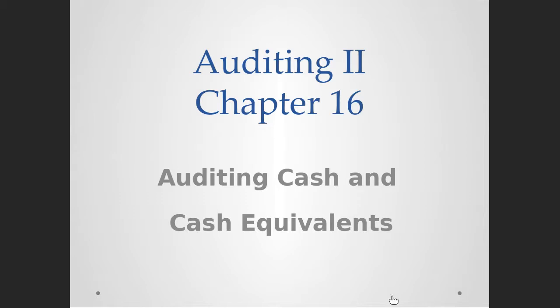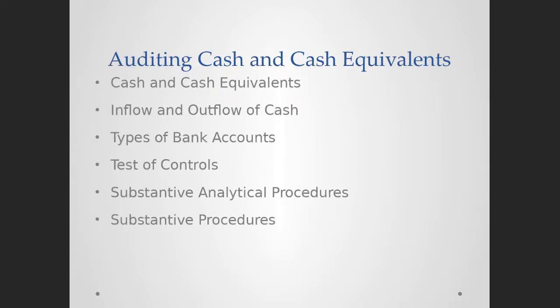We are going to do the audit of cash and cash equivalents, and we're going to discuss the following. We're going to define what is cash and cash equivalents, and we're going to discuss the inflow and outflow of cash. Where does cash come from and where does cash go to? The types of bank accounts. We're going to discuss the test of controls, what is done to do the test of controls for cash, and then what we do in substantive analytical procedures for cash, and then what we do in the substantive procedures.